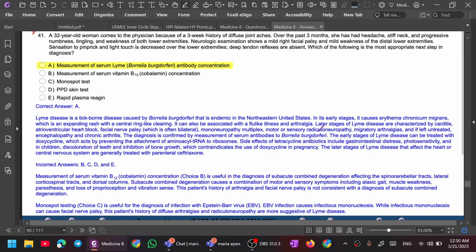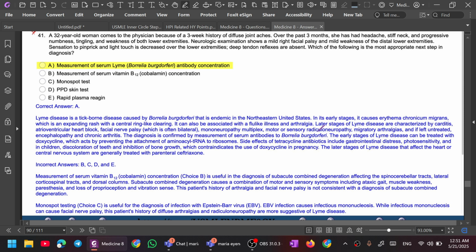In its early stages, Lyme disease causes erythema migrans, which is a bandy rash with central ring-like clearing. It can also be associated with flu-like illness and arthralgia. Later stages are characterized by carditis, AV block, facial nerve palsy, which is often bilateral, mononeuropathy multiplex, motor or sensory radiculopathy, migratory arthralgias, and if left untreated, encephalopathy and chronic arthritis. Diagnosis is confirmed by measurement of serum antibodies to Borrelia.